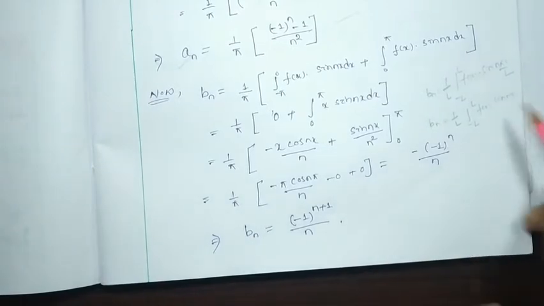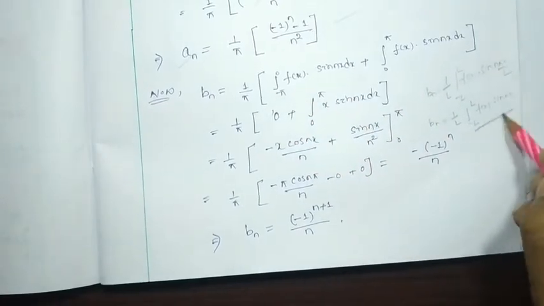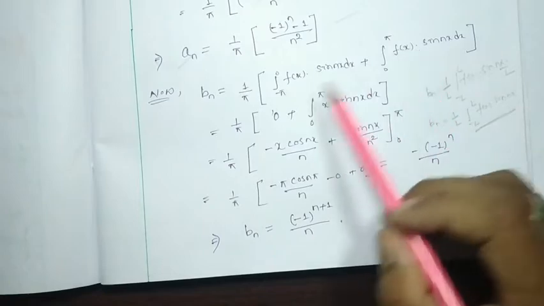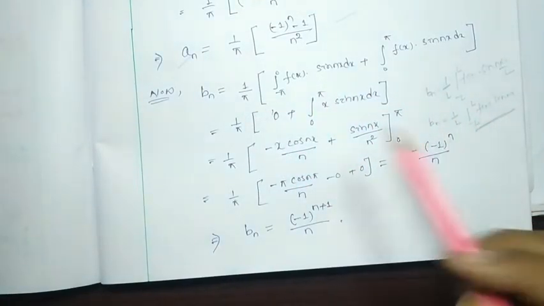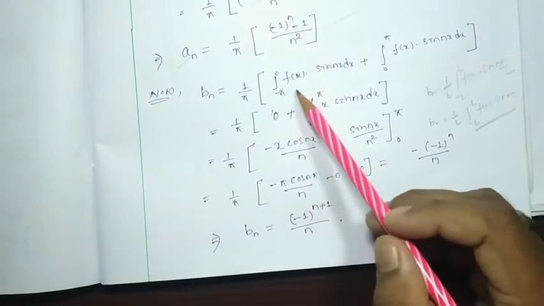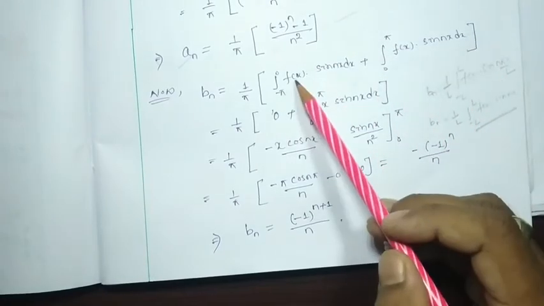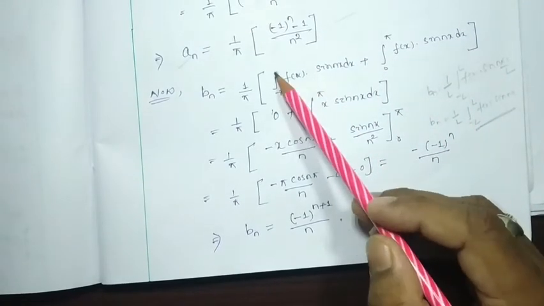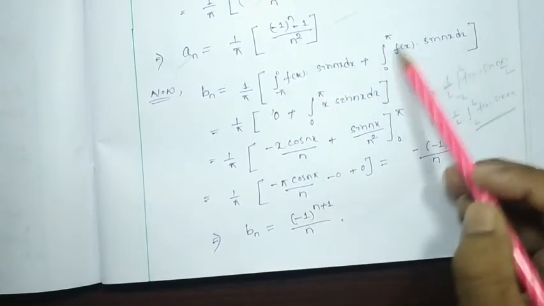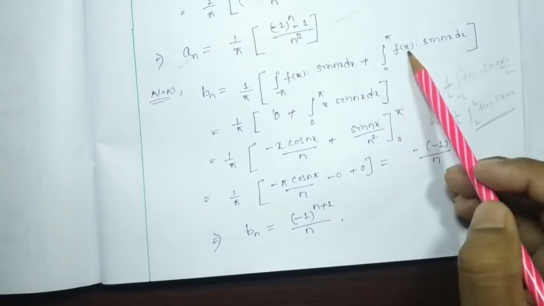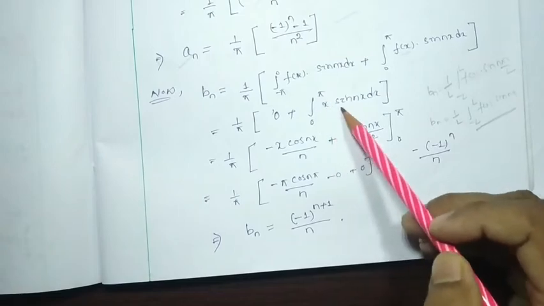But f(x) will be different in the different limits. Only for that I have written this with the limits segregated. Then it will be 1/π, because here 1/L is nothing but 1/π, times the integral from −π to 0 of f(x) sin nx dx plus the integral from 0 to π of f(x) sin nx dx. Here f(x) from −π to 0 is 0, so this term will be 0. Then in this term, instead of f(x) it will be x, because from 0 to π the value of f(x) is x, so the integral from 0 to π of x sin nx dx.